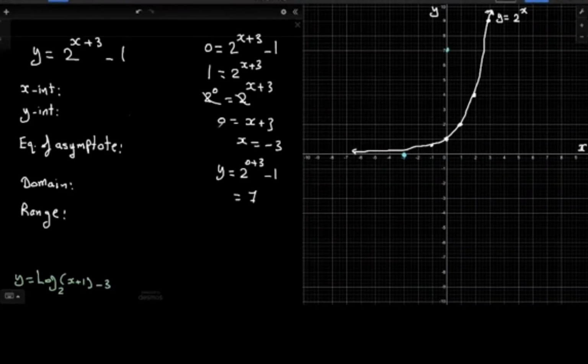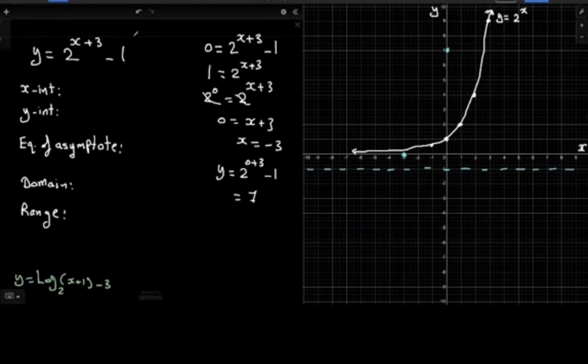Okay. Now, the equation of the asymptote for the parent graph is the x-axis here. So the only thing that's going to affect the asymptote is any vertical shift. And as we see, the vertical shift for this graph is going down 1. So that means this asymptote is going to go down 1. So I'm just going to draw an asymptote.